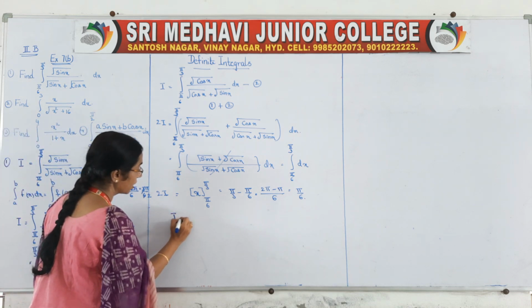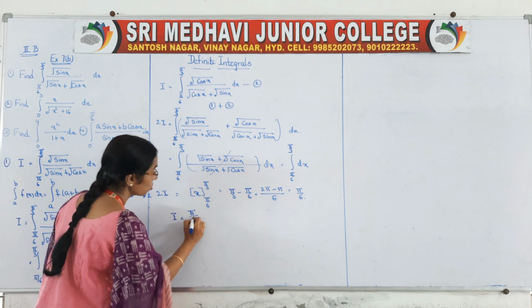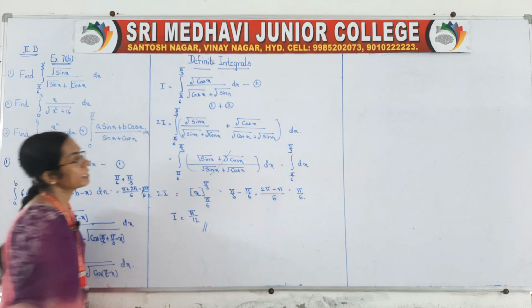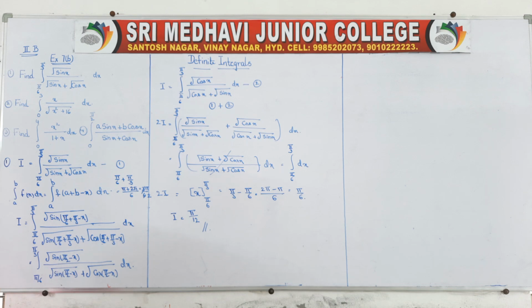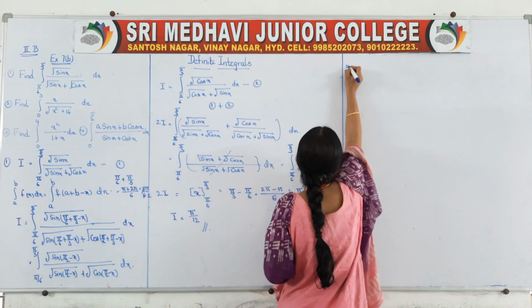So, I is equal to, send this to that side. So, it is π by 6 into 2, that is 12 is the answer of your question. Okay, this is your first question. Come to the second question.